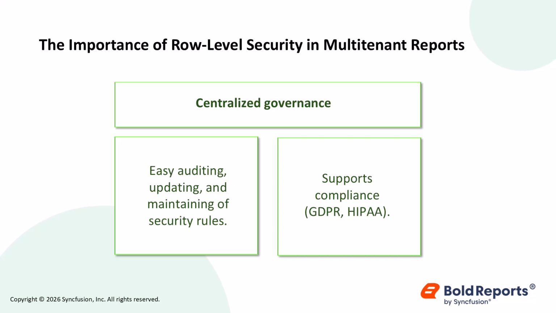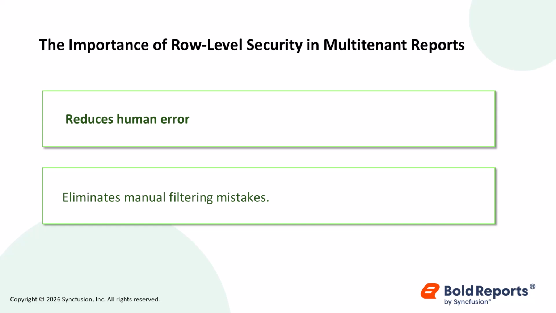Row-level security enables centralized management of access rules, making it easier to audit, update, and maintain security policies, especially for compliance with data protection regulations like GDPR or HIPAA. Manual filtering in application logic can lead to mistakes. Row-level security minimizes this by enforcing consistent access control for all queries.